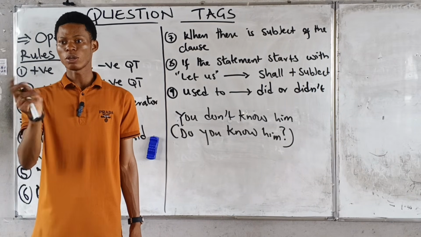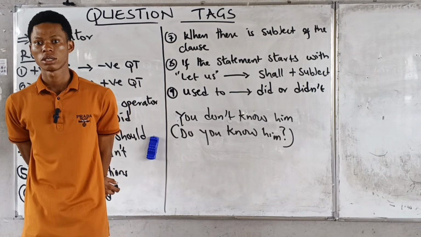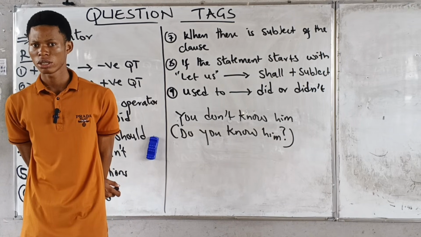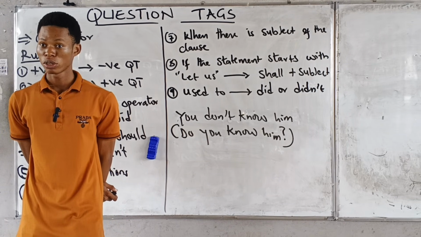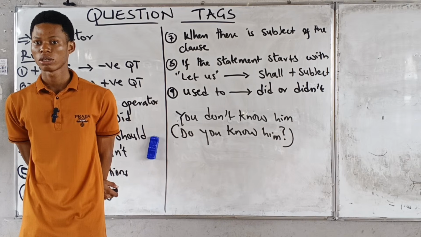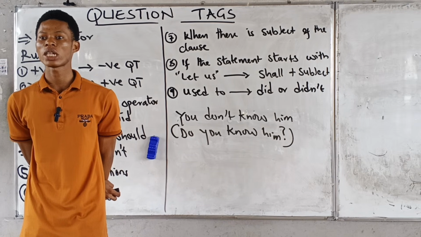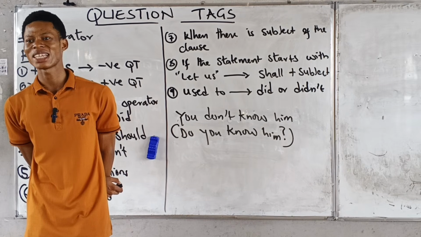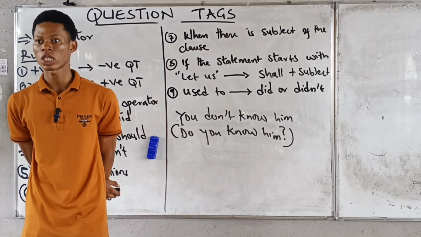Okay, let's assume you know the person. You don't know him. Do you know him? Yes, I do. Okay, if you don't know him, is what? No, I don't. Now there's nothing like yes, I don't. You cannot use not negative with yes. You cannot use positive with no.